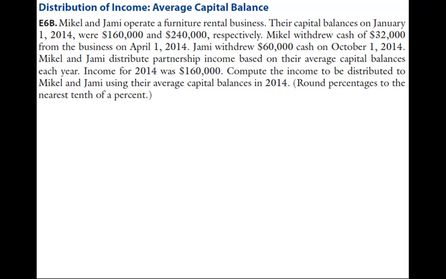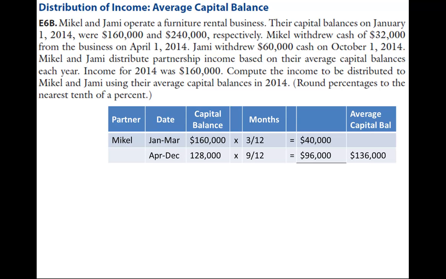Michael had a beginning capital balance on January 1st of $160,000 and Jamie had a beginning capital balance of $240,000. Michael withdrew cash of $32,000 on April 1st and Jamie withdrew $60,000 in cash on October 1st. Their income for the year was $160,000 and income is distributed based on their average capital balances. So we will start with Michael.